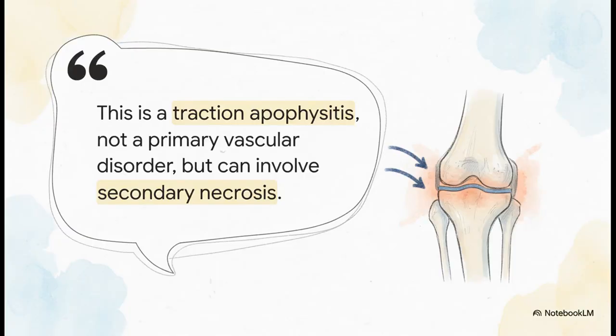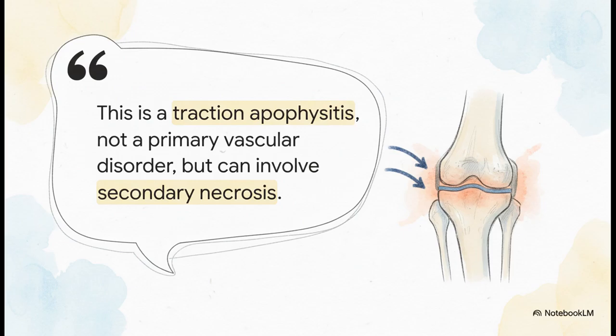So remember what we talked about just a minute ago? This is a perfect example of that apophysis. Osgood-Schlatter is not a primary blood supply problem like Kienböck's. It's all about traction. The quad muscle is pulling and pulling on that patellar tendon where it attaches to the growth plate. This causes tiny little fractures, a lot of inflammation, and yeah, sometimes you get secondary necrosis of those little bone chips.